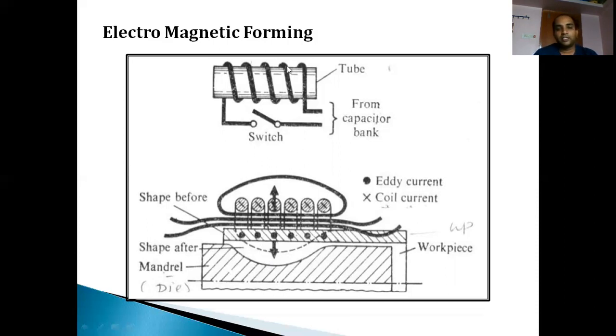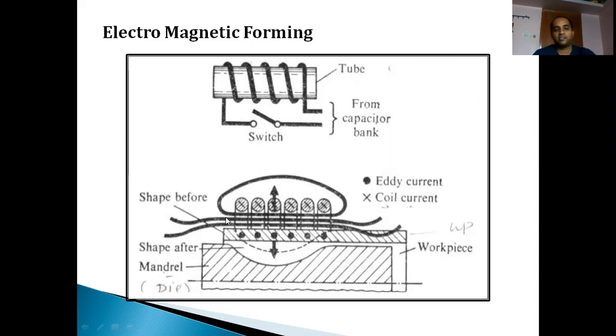If you observe here, there is a tube around which the coils are wound, that is the capacitor coils. These capacitor coils are charged initially with the help of electricity. There are two workpieces, this is one workpiece and this is another, and there is a die cavity present. I want this workpiece to take the shape of this die cavity. So I place this capacitor coil over this workpiece.